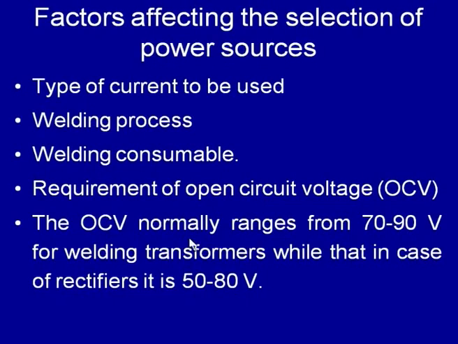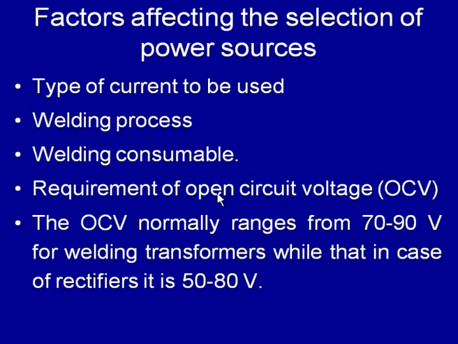Further, another factor that affects the selection of the power source is the ability to deliver the desired open circuit voltage. Open circuit voltage is the voltage available between the terminals of the power source when there is no flow of current and the load is purely resistive. So, under these conditions, the open circuit voltage which can be delivered by the power source affects the selection of a particular power source.